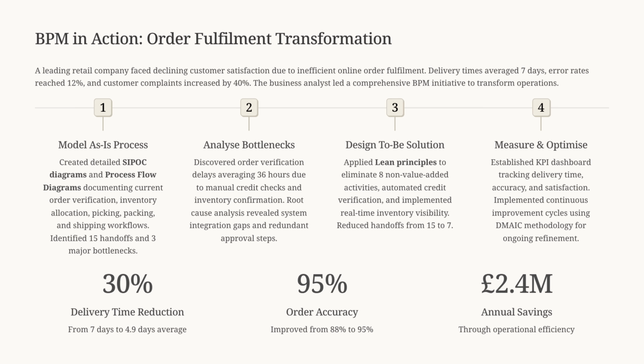Next, they analyzed the bottlenecks. They found that manual credit checks and poor system integration were causing huge delays. Then, they designed a new solution, applying lean principles to remove redundant steps and automate verification. Finally, they measured and optimized, using a KPI dashboard and continuous DMAIC cycles to refine the process further. The results were remarkable. Delivery times dropped by 30%, accuracy jumped to 95%, and the company saved over £2.40 million annually. That's the power of BPM, turning operational pain points into measurable performance wins.